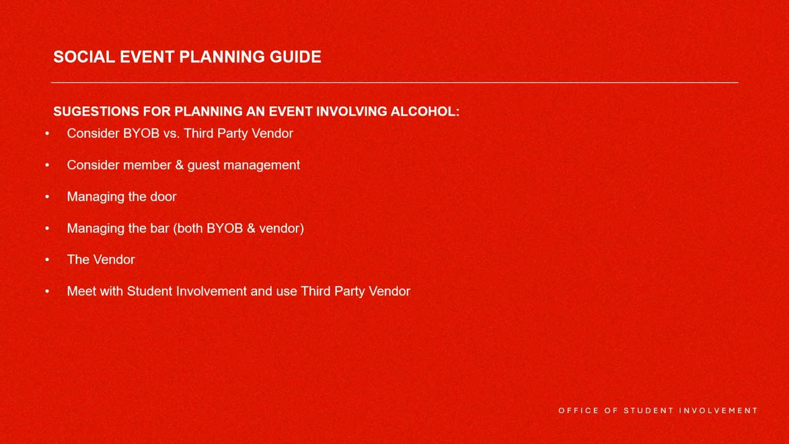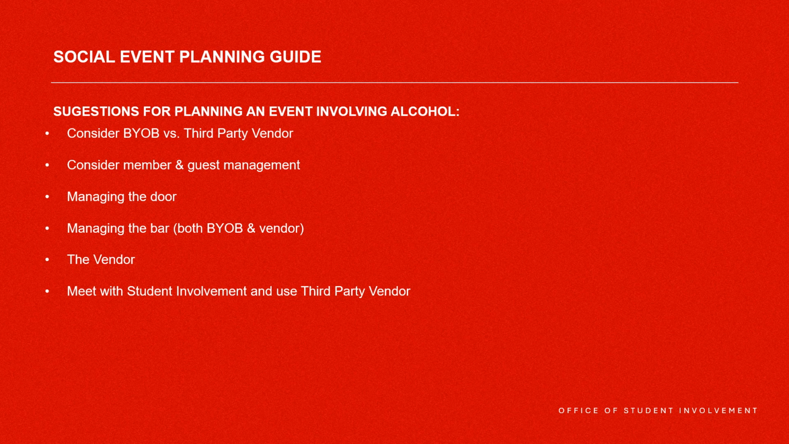Additionally, another suggestion for planning an event involving alcohol is managing the door. This way you can card everyone who enters the event, ensuring that they are of legal drinking age. You're then able to mark participants who are under the age of 21, for example with an X or a wristband. Also, by using the managing the door method, if you are doing a BYOB event, you can check coolers and containers at this time to ensure the rules are being adhered to. You can also manage entry and exit of the event.